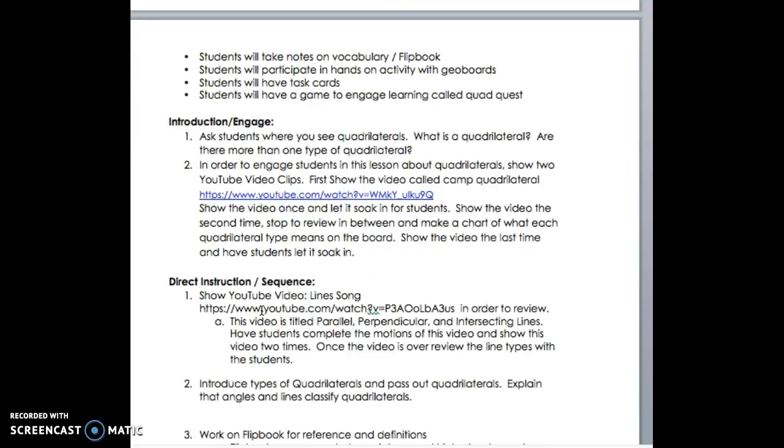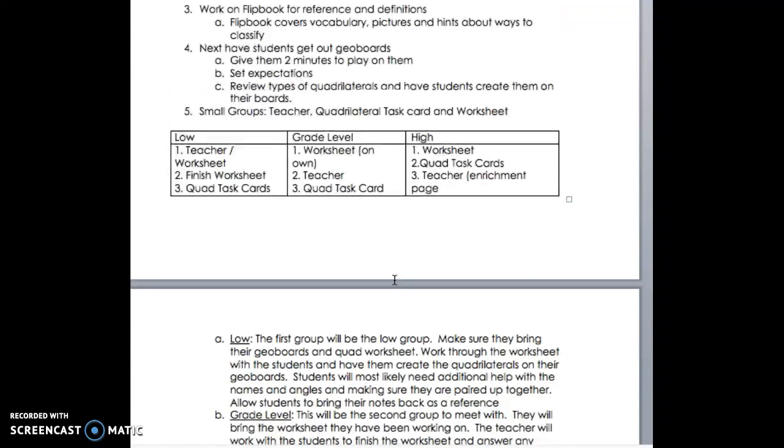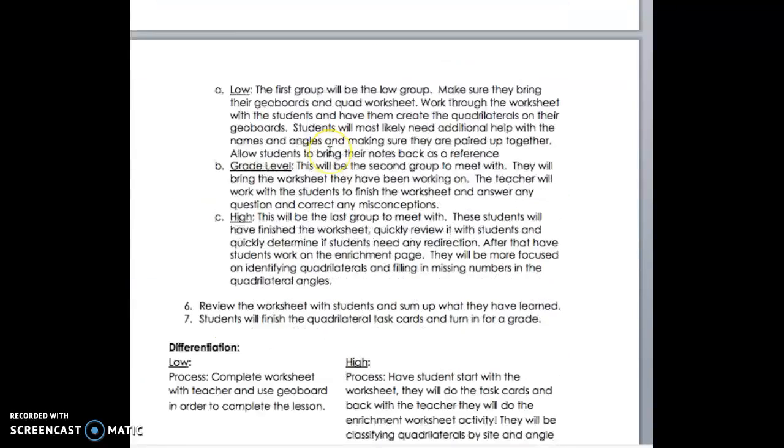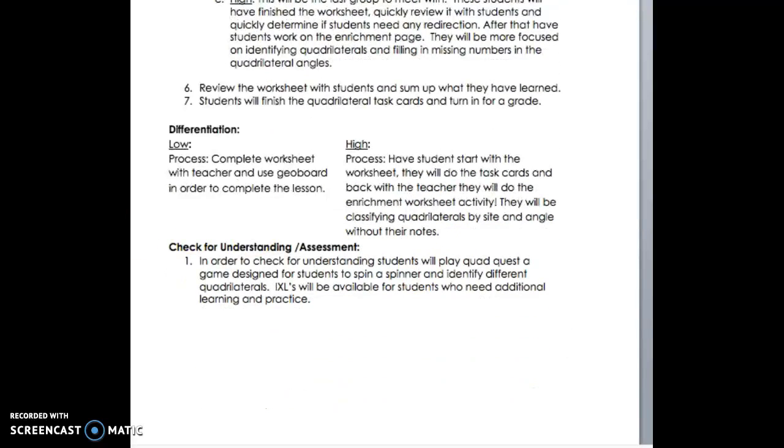They'll be learning about lines and introducing what is a parallel line and how do I know if it's parallel. They'll work on that flip book, practice with geoboards, and then they'll work with me again so I can make sure that they really understand what they're doing. I'll be differentiating again for those high and those low students, and then checking for understanding at the end.